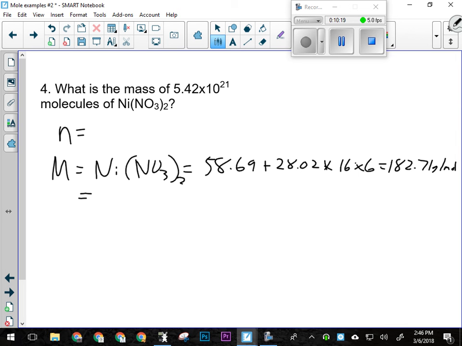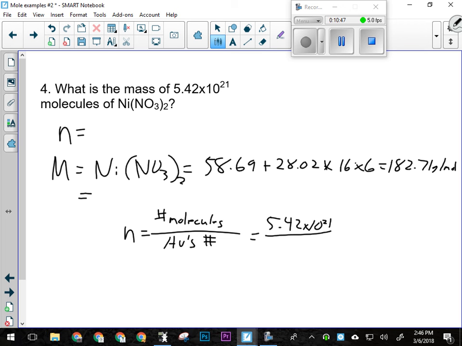Okay, I need N, and I don't have it, and I don't have mass, so I can't use mass to get it. So what I have to remember is that the number of moles can be the number of molecules divided by Avogadro's number, because Avogadro's number is the number of molecules in 1 mole. So I'm taking the number I have, dividing by the number in 1 mole, and getting the number of moles. So that's going to mean 5.42 times 10 to the 21 divided by 6.02 times 10 to the 23.